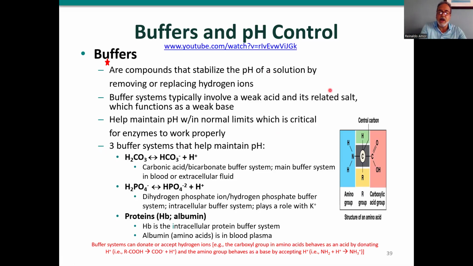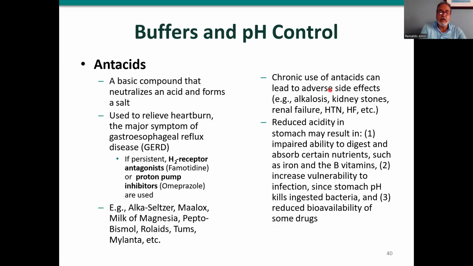You're going to learn that later, but not now. Antacids are basic compounds that neutralize an acid and form a salt. So antacids form a salt and neutralize an acid. Examples of antacids you can see are Rolaids or Tums. Those are antacids. You can have other examples of antacids here.